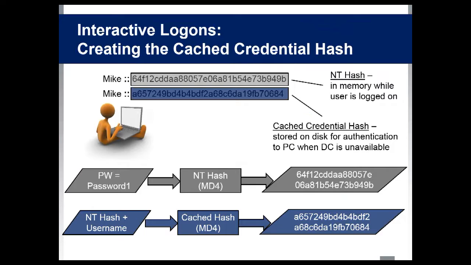And the reason for that is because these hashes are stored on disk. That is the whole point of this, that in case the domain controller is not there, you can log in. What's crazy to me is that by default, there are 10 domain users' cached credentials stored on a workstation, but for servers it's 25. So 25 of the previous interactively logged on users, their cached credentials are stored on disk.